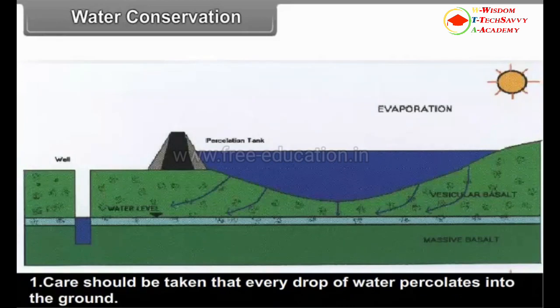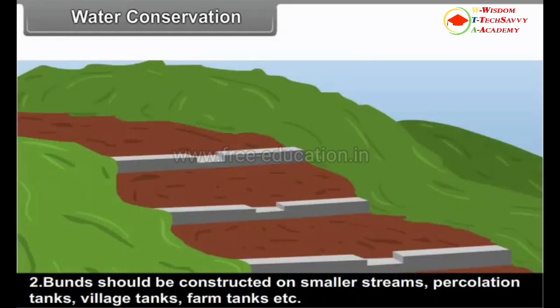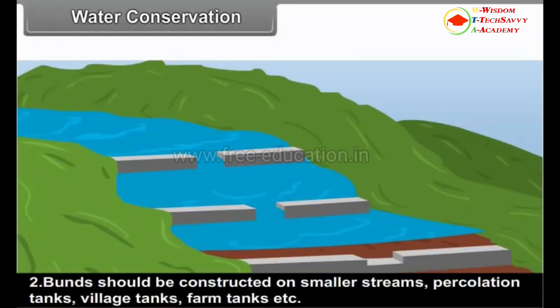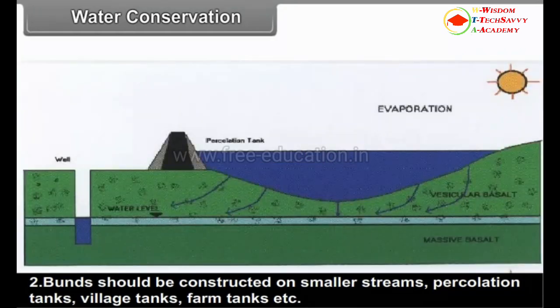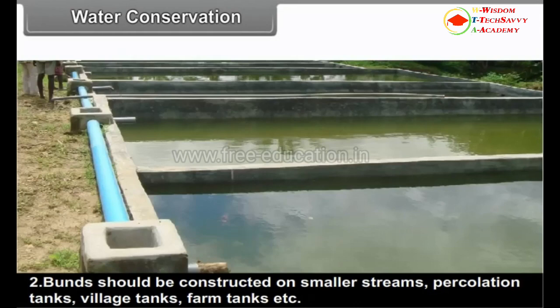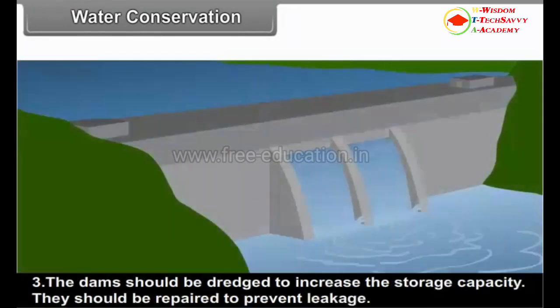Number 1. Care should be taken that every drop of water percolates into the ground. Number 2. Bunds should be constructed on smaller streams, percolation tanks, village tanks, farm tanks, etc. Number 3. The dams should be dredged to increase the storage capacity. They should be repaired to prevent leakage.